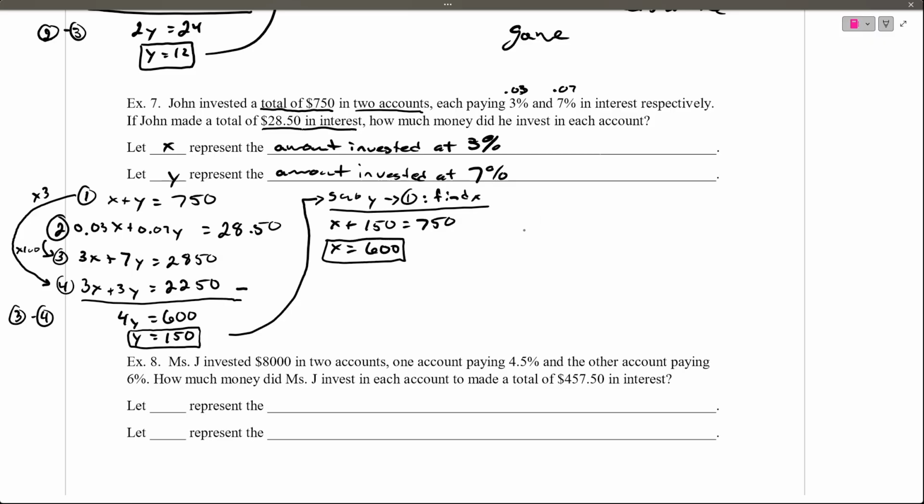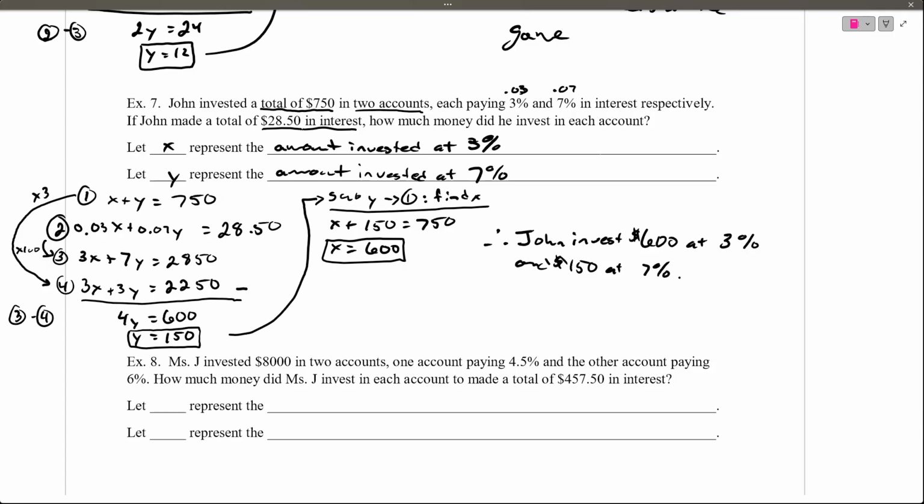So we need our therefore statement. Therefore, the amount invested at 3% is $600. So therefore, John invested $600. You know what? We better use our dollar sign here. Proper format. $600 at 3% and $150 at 7%. There is our final statement.